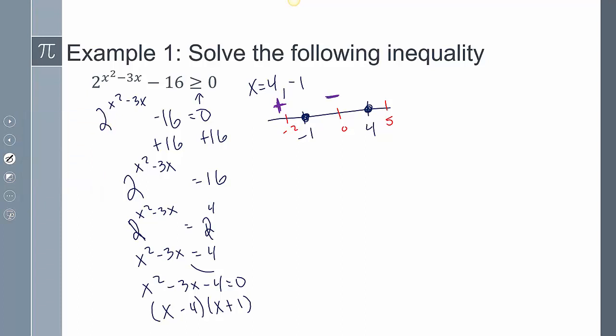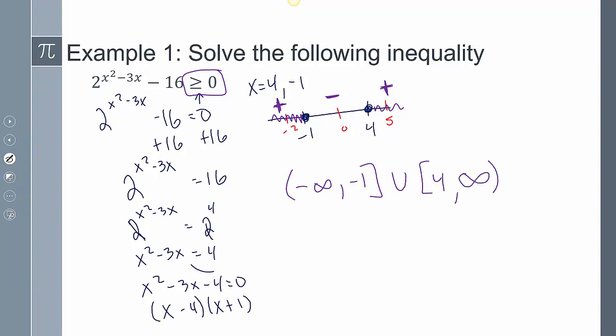And then plugging in 5, 25 minus 15, that's going to give me 10. 2 to the 10th power is way bigger than 16, so that's going to be positive. And you can just plug that into your calculator if you need to as well. It says values that are greater than 0, and so values that are greater than 0 are positive values. And so writing my answer, it's going to be from negative infinity to negative 1, union from 4 to positive infinity. And remember, it's brackets because those are closed circles.